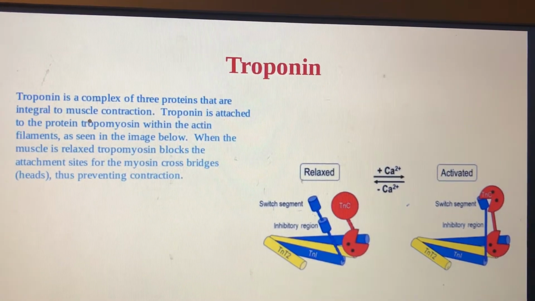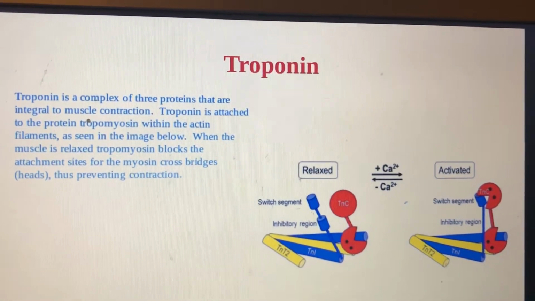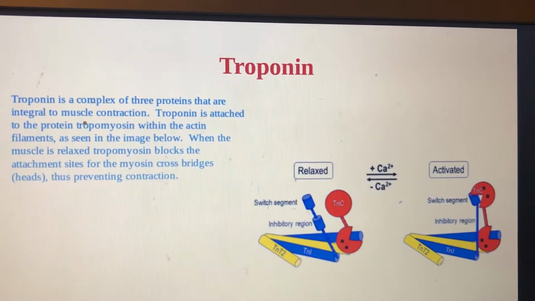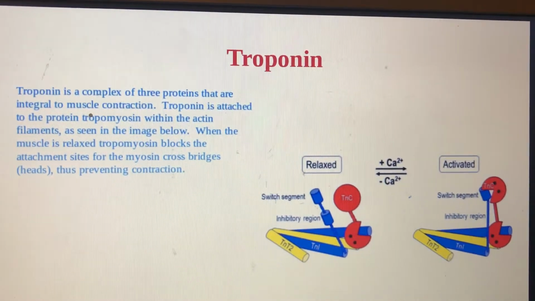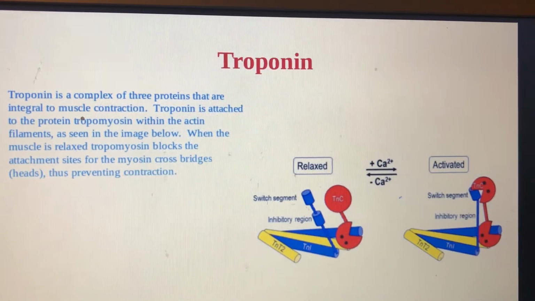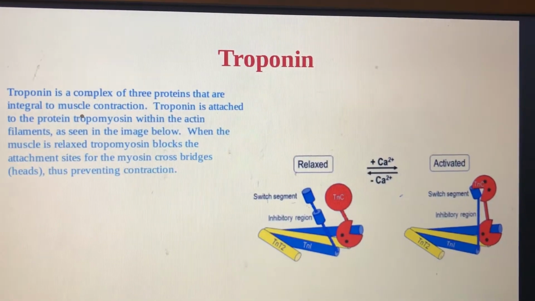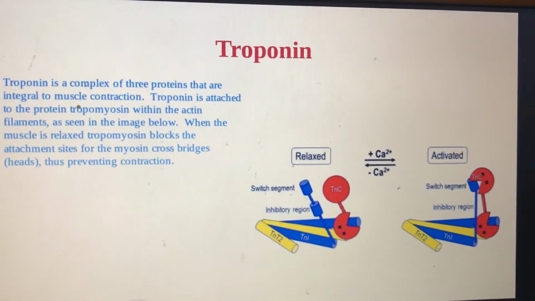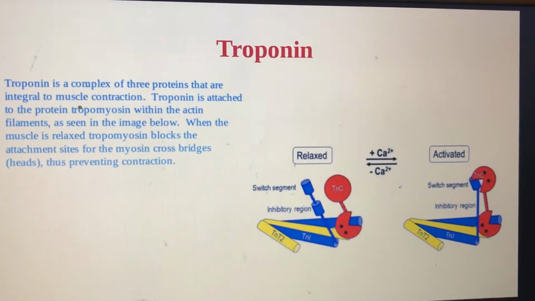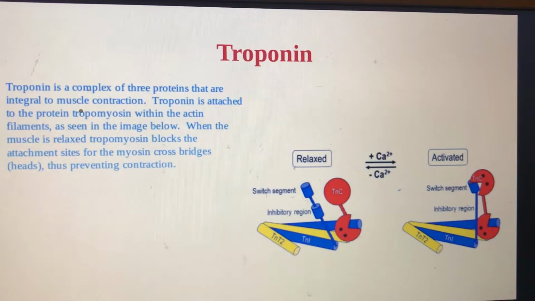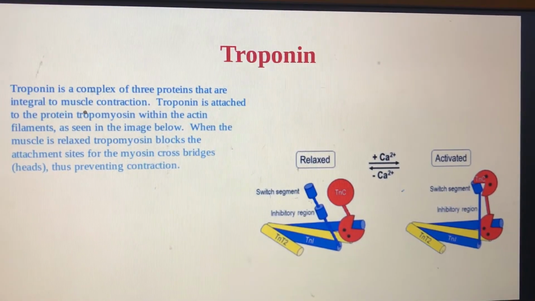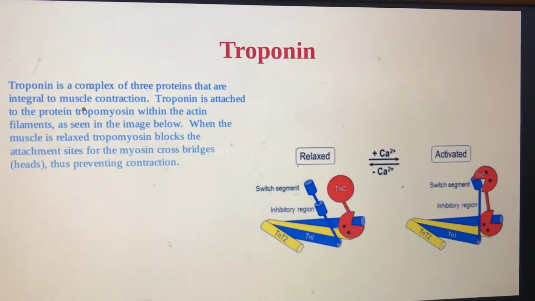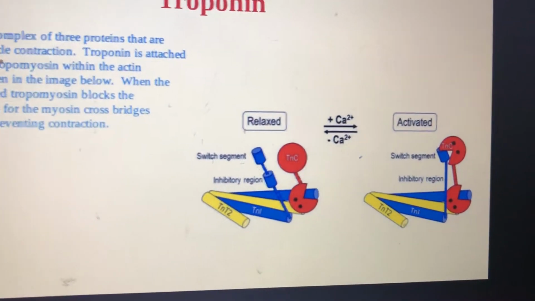Troponin. Troponin is a complex of 3 proteins that are integral to a muscle contraction. Troponin is attached to the protein tropomyosin with the actin filaments as seen in this image. When the muscle is relaxed, tropomyosin blocks the attachment sites from the myosin and the cross bridges, thus preventing contraction.